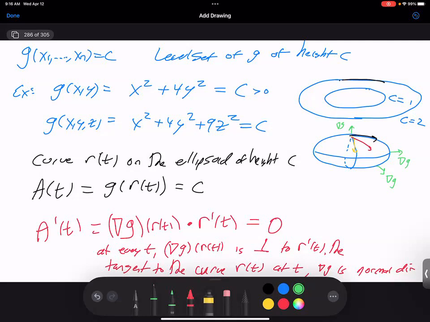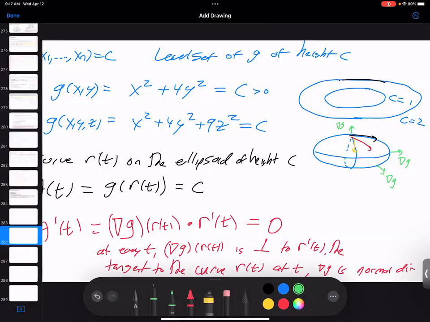So if we think about what's going on, if I give you some surface, I want to find the maximum, I want to find the minimum of my function on a surface. The gradient of g tells me the direction of the normal to the surface at that point. If I have some curve r of t in the surface, r prime of t is telling me what direction my tangent is at that moment as I travel along the surface. And if I'm traveling along the surface, then at every moment I have to be perpendicular to the normal.